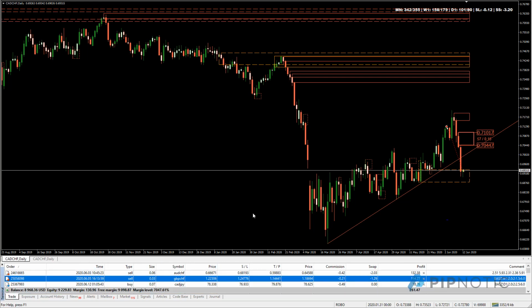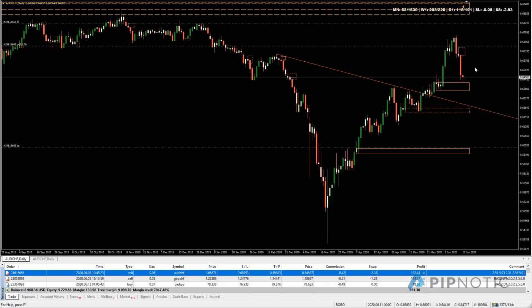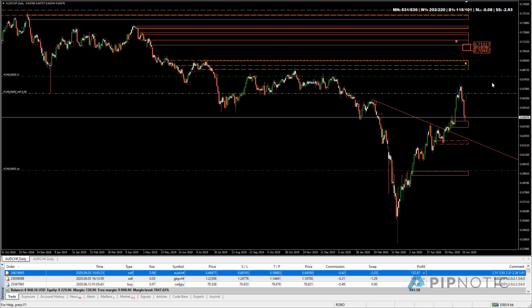But I do have a couple of other positions open. Let's have a quick look at those. We've got this one here. This is the Australian dollar Swiss franc, where we got in here. This is not a beautiful trade because I don't like this. This is very messy. But the currency strength histogram qualified this area here, and it worked out.